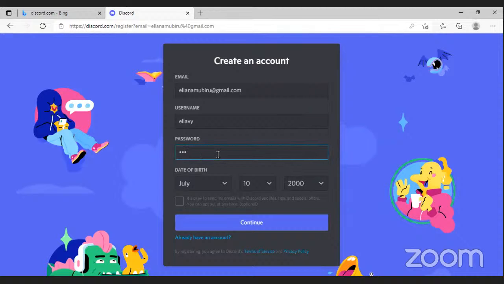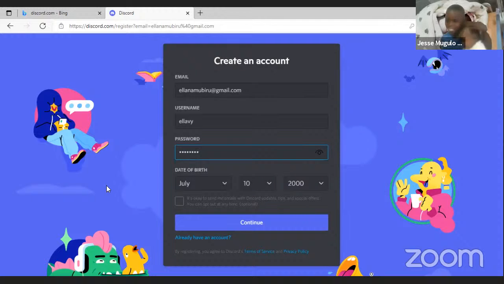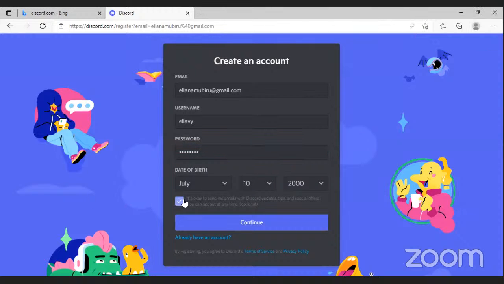So password, make sure you write down that password somewhere. Okay, Ella, don't come back and tell me you can't access your account because I will not help you. So that password, do I click it's okay to send me emails with Discord updates? Yeah, you click okay. Then continue.